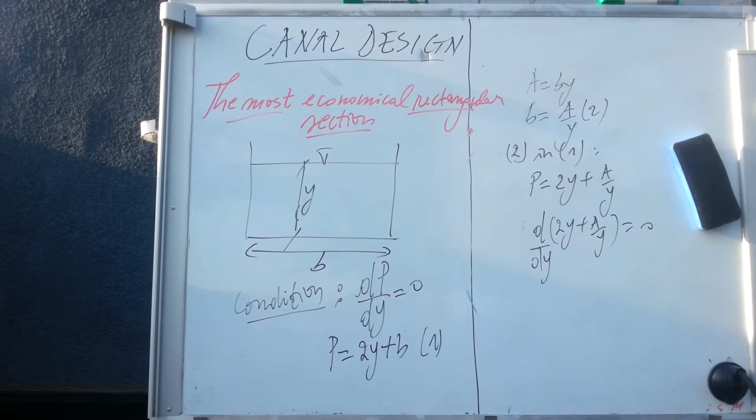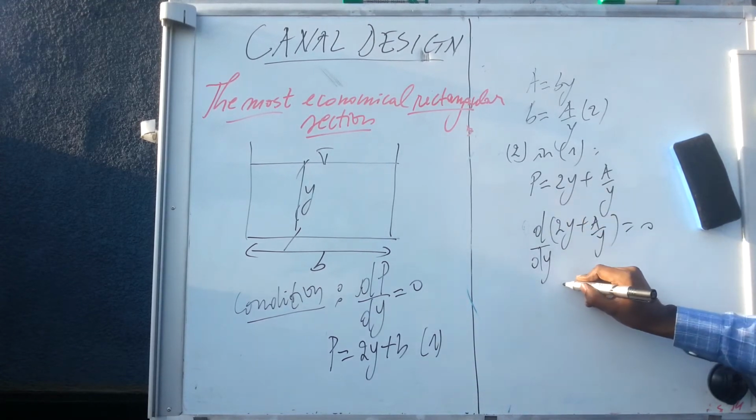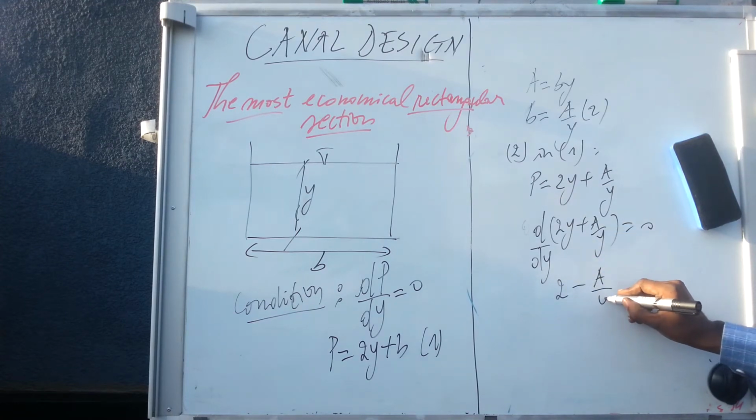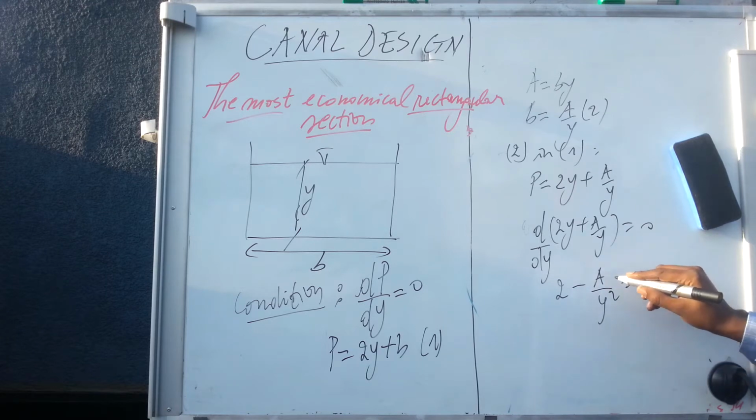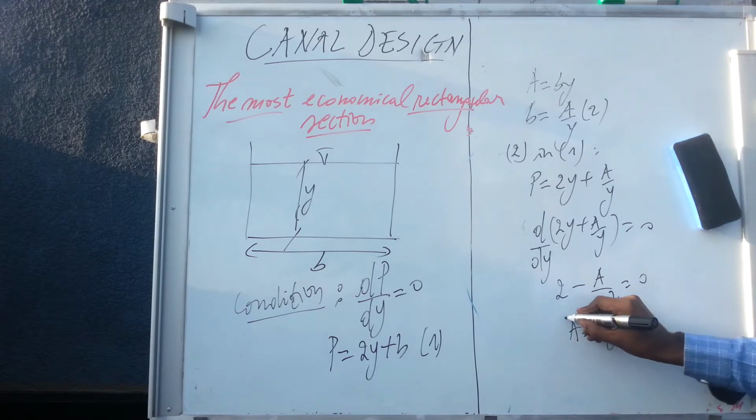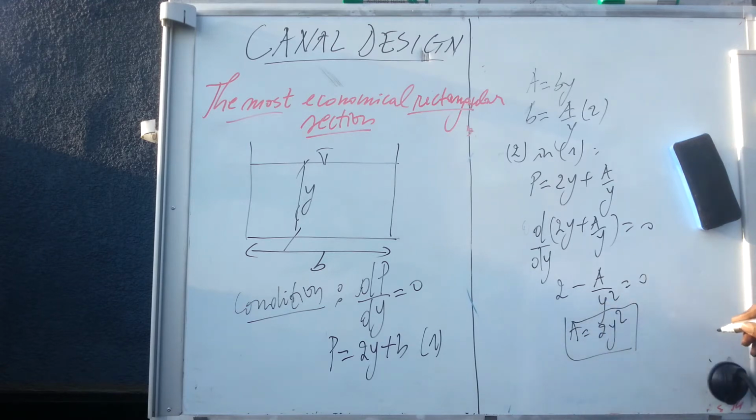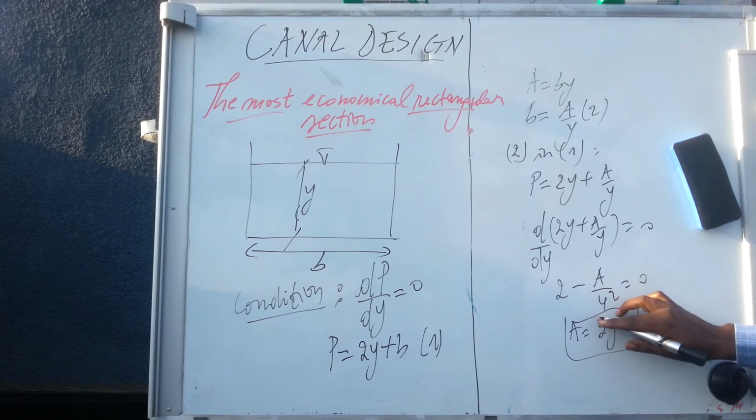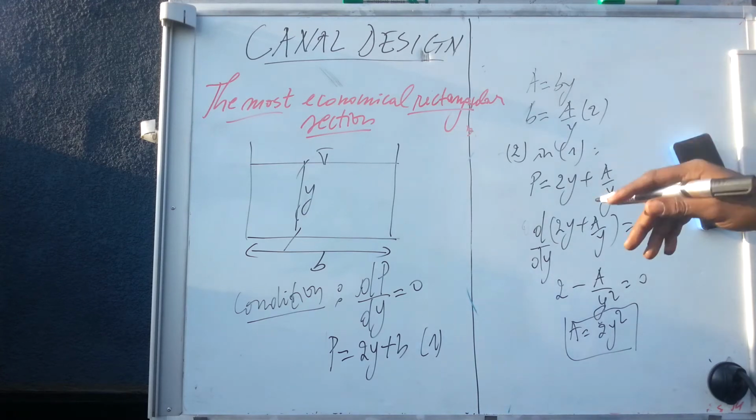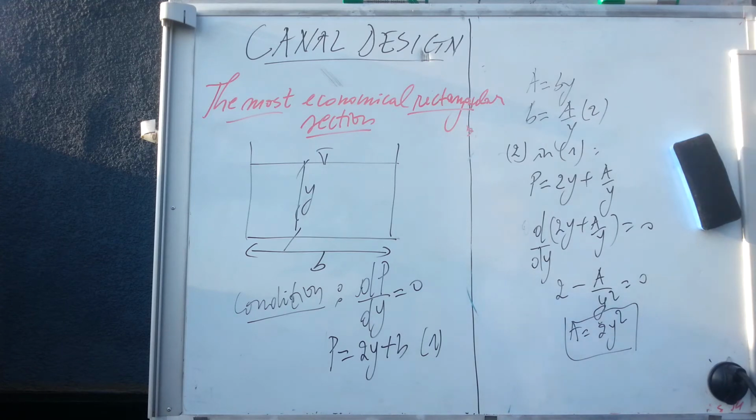So if we take the derivative immediately, here we remain with 2, here we remain with a over y squared, which is equal to 0. So if you change members, we get a equal to 2y squared. So we already have the area is equal to 2 times water depth squared. So for the most economical rectangular channel, that is 1.